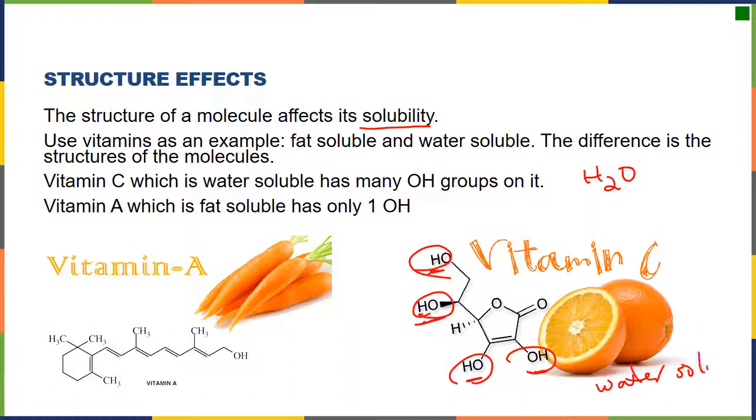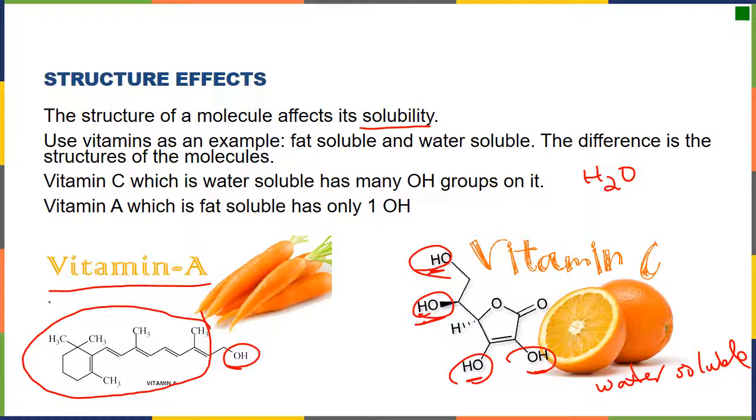This affects its metabolism. Vitamin A, on the other hand, has only one OH over here, and the rest of this entire mess is nonpolar. As the length of a nonpolar chain on a molecule grows with respect to a polar piece, it becomes more and more insoluble, and vitamin A does not dissolve in water. It is, in fact, fat soluble or nonpolar solvent soluble.